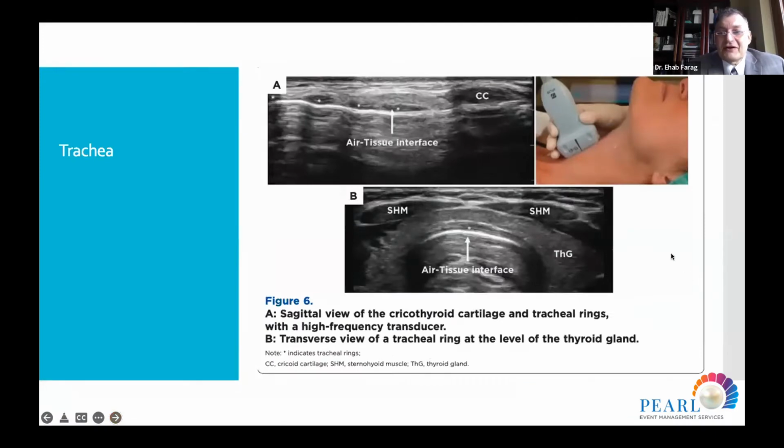This is another view. We have here the cricoid cartilage, and we have here the tracheal rings, as well as a string of beads or string of pearls, and the air-mucosa interface. This is in the short axis, and you see that they become hyperechoic and inverted U-shaped because of the air-mucosa interface and the reverberation of the acoustic shadowing.